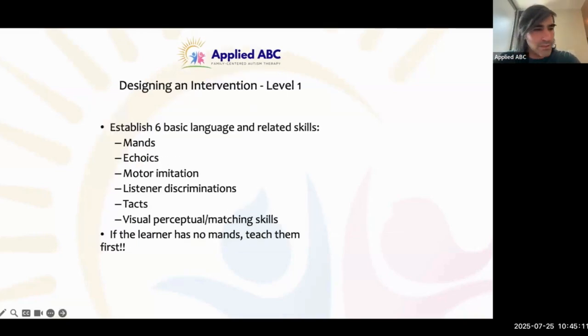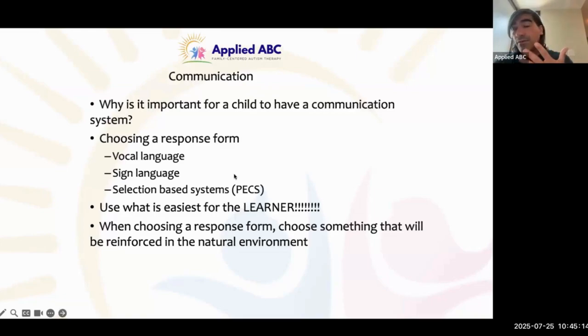Choosing response form. So it can be vocal language. We always say verbal behavior because verbal can include sign language, it can include a selection-based system, a picture exchange communication system. PECS is one example. That's when you are picking up an icon and handing it to someone or making a little sheet. That's the sort of analog bit. But it can also be tablets. You see a lot of tablet-based communication systems if kids have communication devices, that kind of thing. We choose what's easiest for the learner.